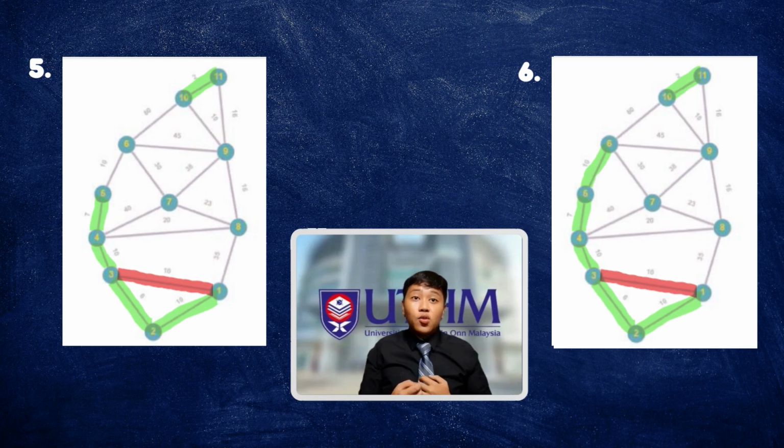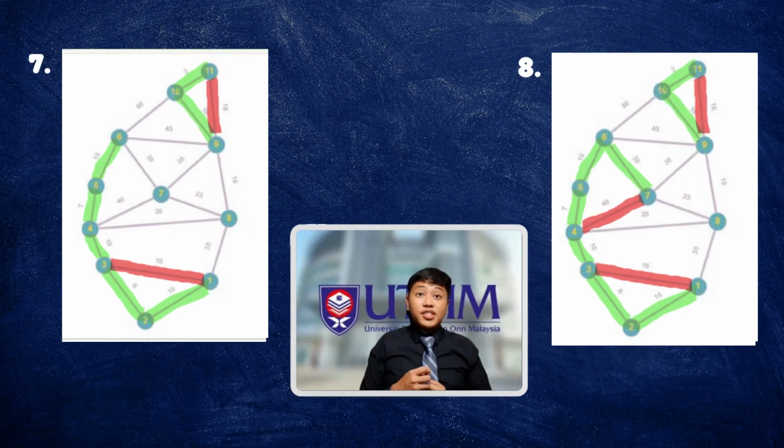Next one, we choose 5 and 6 to be highlighted. The next shortest edge is at vertex 9 and 10. So it is highlighted. The edge at vertex 9 and 11 has been highlighted with red because the path will cause a cycle.